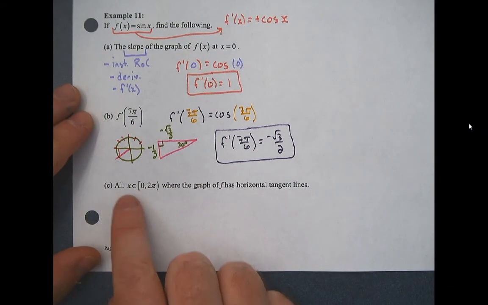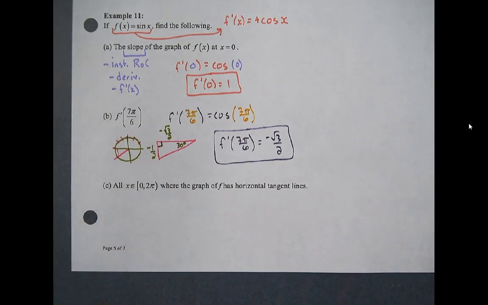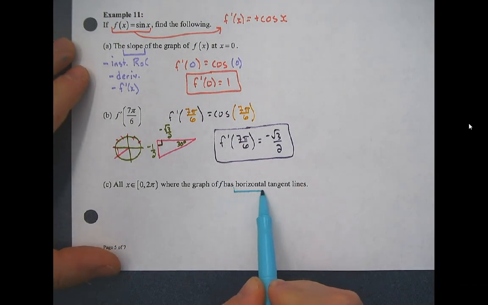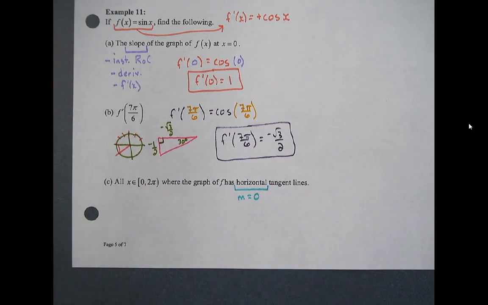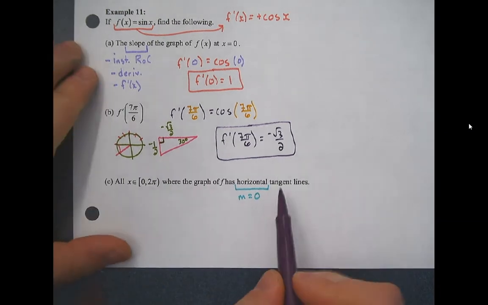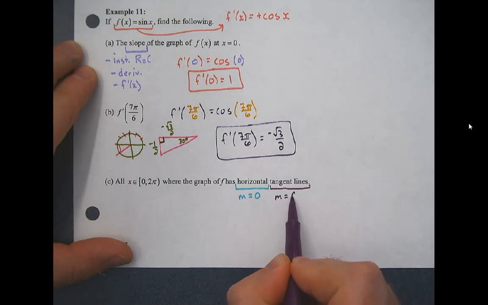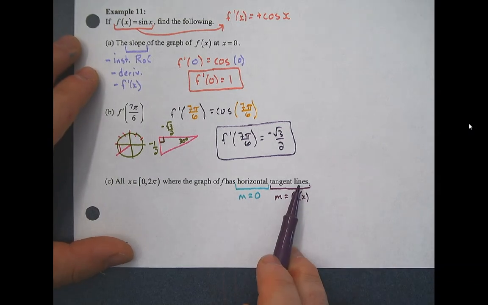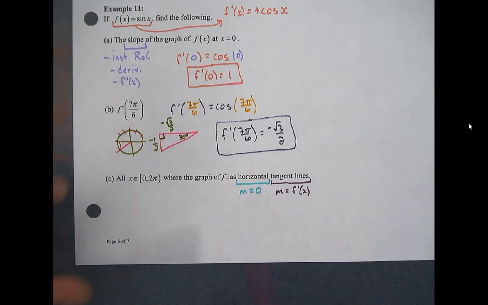All right. Find all x on the interval from 0 to 2 pi where the graph of f has a horizontal tangent line. You guys have got to get better at recognizing this. Horizontal means slope is 0. Tangent line means slope equals f prime. So if I want to figure out where the horizontal tangent lines are, I have to figure out where the slope equals 0 and where the slope equals f prime. In other words, where does f prime equal 0? So we can do that.